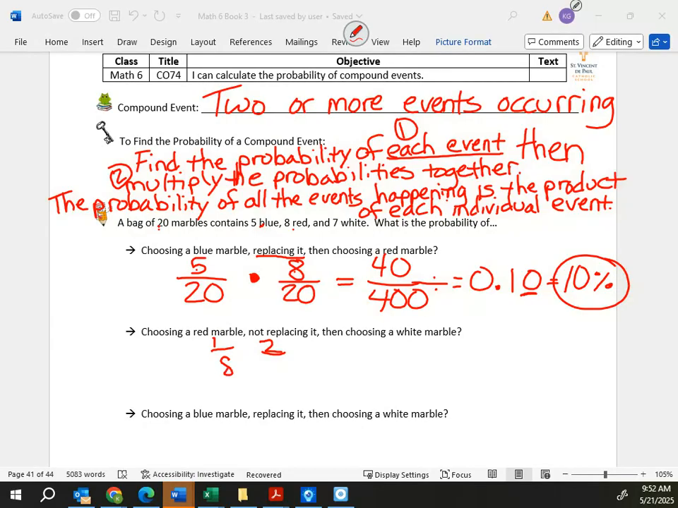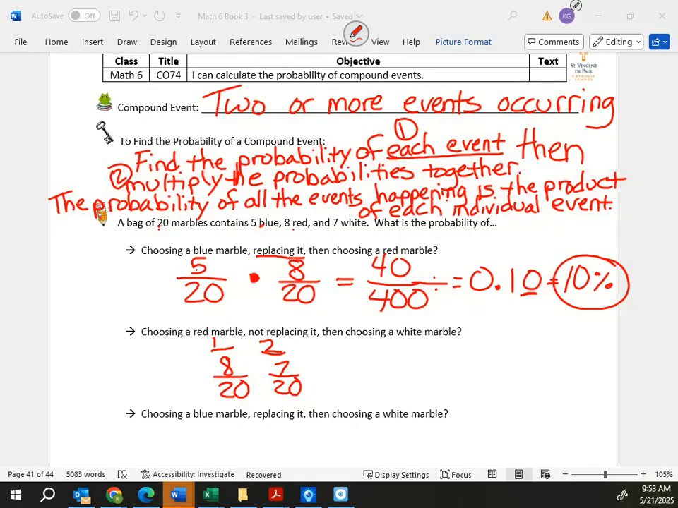There are 8 red marbles and there are 20 marbles in our bag. What is the probability of choosing a white marble? What is that fraction? Liam? 7 out of 20. Liam thinks 7, because there are 7 white marbles. And then he's putting a 20 down below. Should it be out of 20?